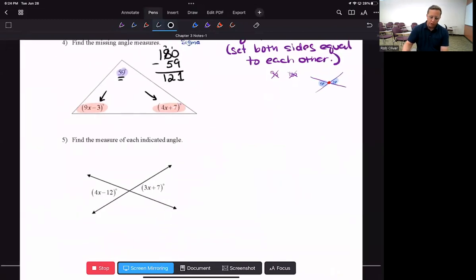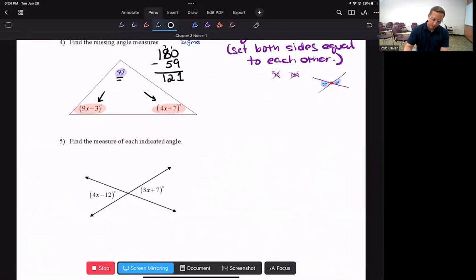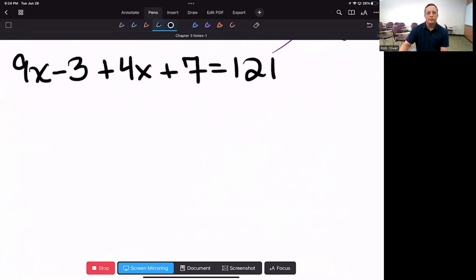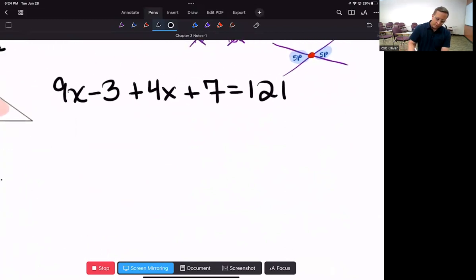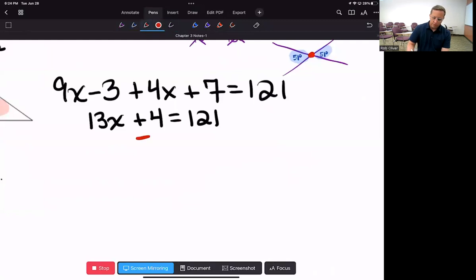So that's what I'm going to do. I'm going to make an equation using those two expressions and make it equal to 121. That's it. And then the x's make 13x. The constants make 4. Subtract 4 from both sides.